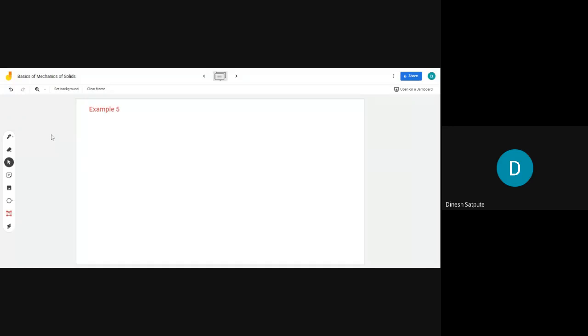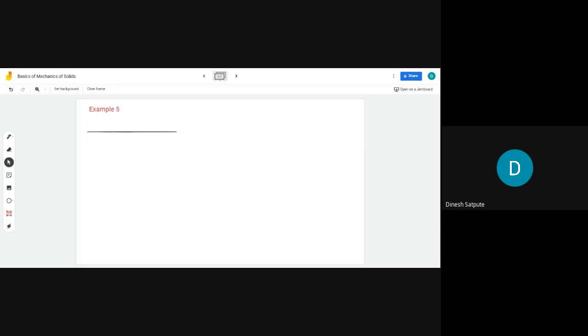Example number 5. So we'll see now combination of UDL and concentrated load. Combination of UDL and concentrated load we'll discuss. So again, initially we are going to discuss only simply supported beam. Later on, I'll tell you how to do the calculation for cantilever beam.